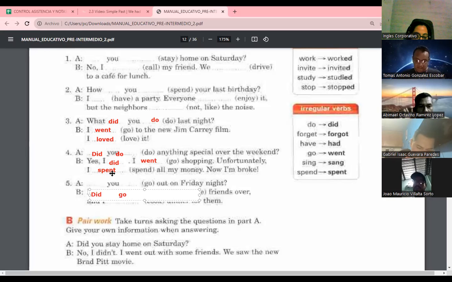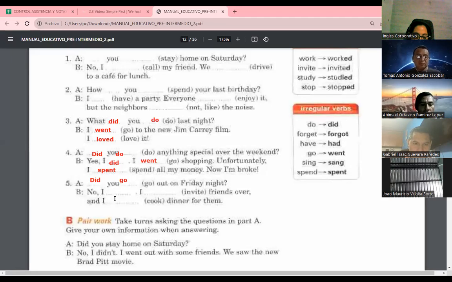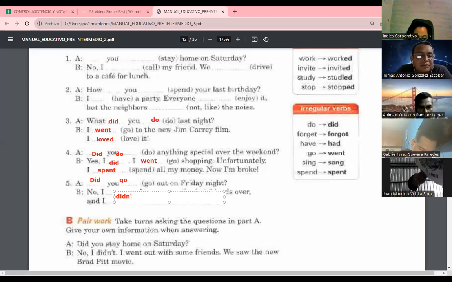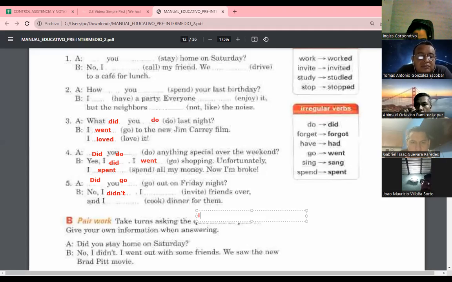Ok, go. Vamos a ver si me queda ahí. Ay, cabal, quedó en el aire. Pero más o menos se entiende. Ok. Didn't. No, I didn't. I invited. Invite. And I cooked. Muy bien, excelente.